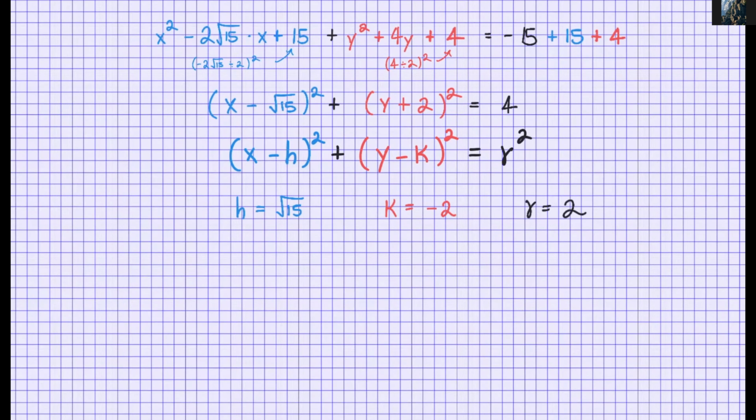Now, in here, we are going to do an approximation. If we put the square root of 15 in our calculator, we will see that this is approximately 3.87. So now that we have the coordinates for our center and we have the radius, we can graph our circle. So how do we do that?